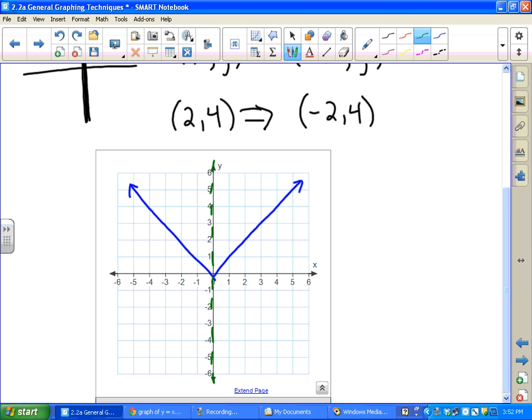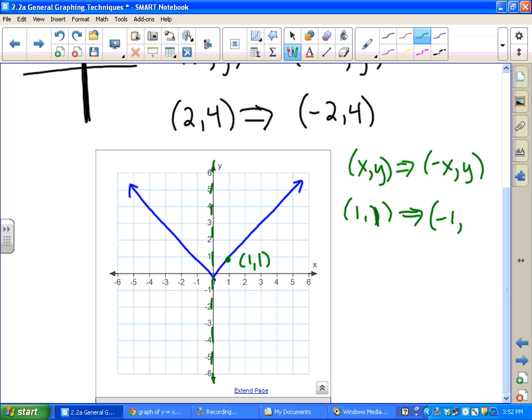And so if I wanted to test it algebraically, and if you had already made a table, you would see that the point (1, 1) is on the graph. So if (1, 1) is on the graph, what else is on the graph? Our rule said if (x, y) is on the graph, then (-x, y) is on the graph. So if (1, 1) is on the graph, then (-1, 1) is on the graph. Now, is that true? So let me go over. I go over to (-1, 1). Yes, that is also on the graph. So the absolute value of x has y-axis symmetry.